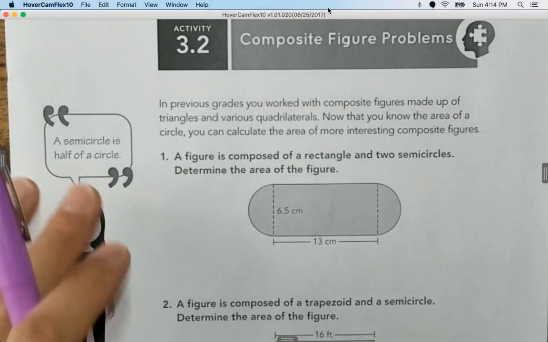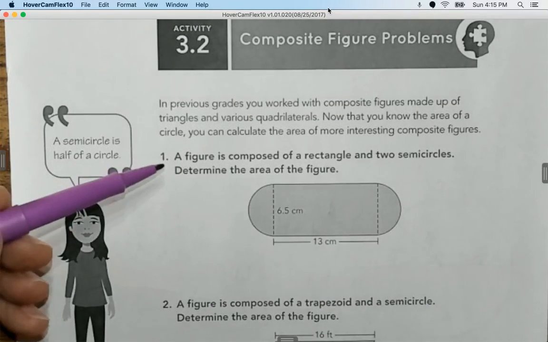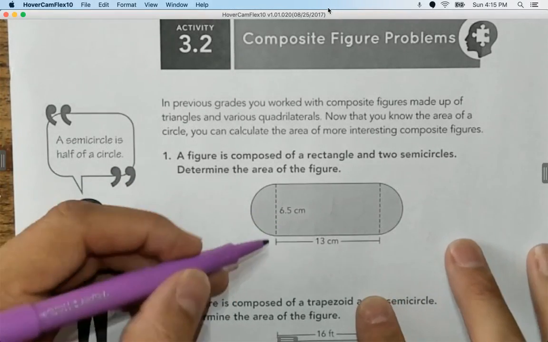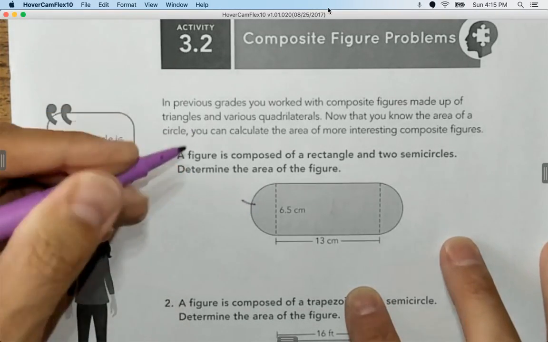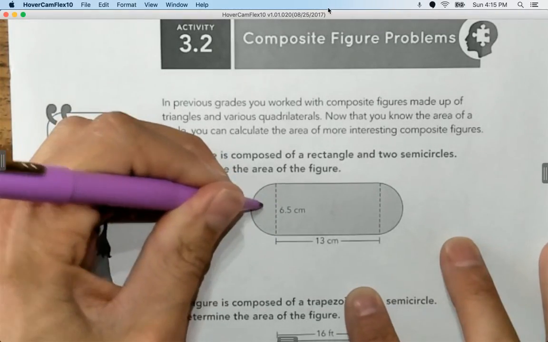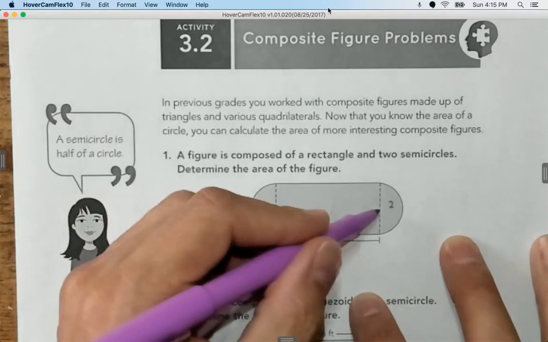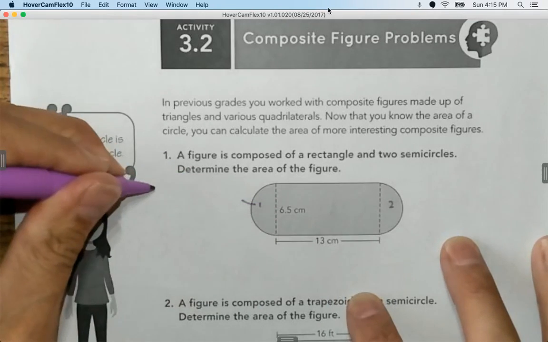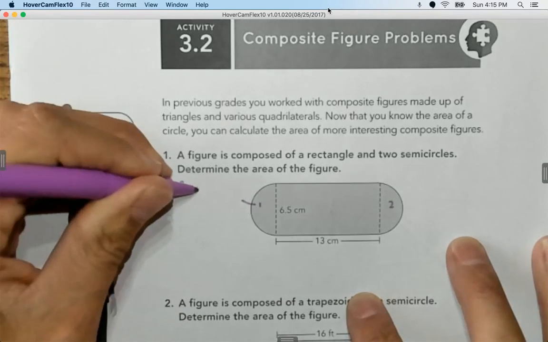A figure is composed of a rectangle and two semicircles. Determine the area of the figure. Okay. Well, first I'm going to work on the semicircles. What's interesting to me is there are two semicircles. They have the same diameter. Since this is a rectangle, that means they both have the same diameter and the same radius. So the area of a circle is going to be radius squared times pi.